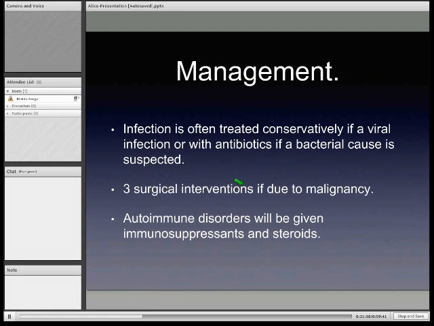If it's malignancy, there are 3 surgical interventions you can do. So you can do open lymph node excision biopsy, which is excision of the lymph node that's actually swollen, or you can do a block dissection of the neck, which is taking out that group, or you can do radical neck dissection, which is radical, so you're taking out quite a lot. And if it's autoimmune, so rheumatoid arthritis or sarcoidosis, like we said, you would give immunosuppressants or steroids like prednisolone.